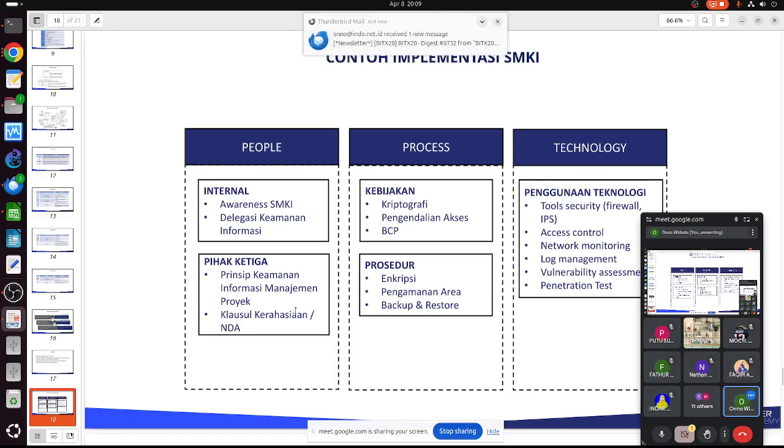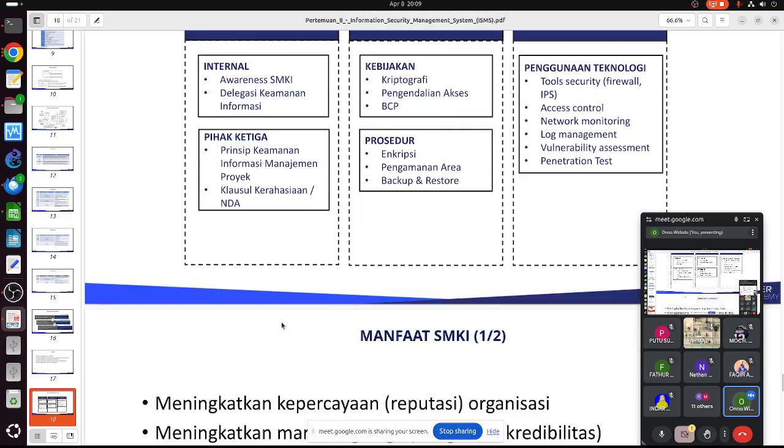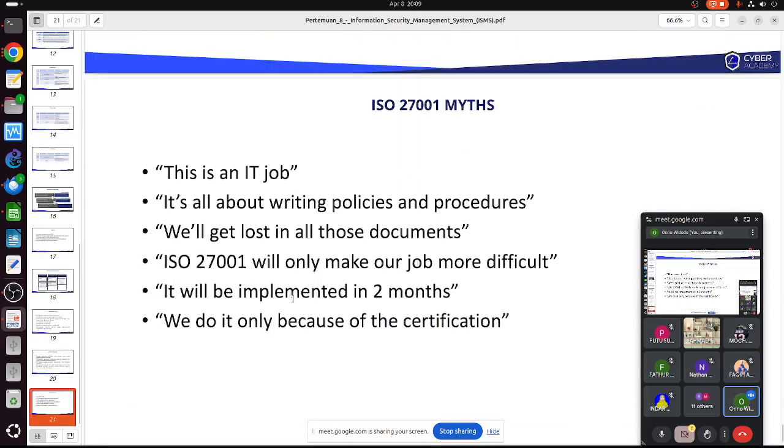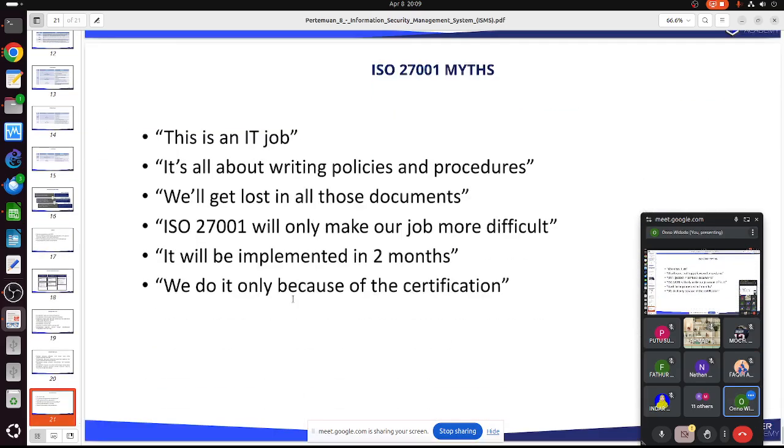Okay, I have about 5 minutes. Let me see if I have more time. Okay, basically this is the myth of ISO 27000. This is an IT job. Actually, it's not. It's about writing policy and procedure. Yes, but it's better not to only focus on these two. We'll get lost in all those documents. Yeah, that's what happened. It will be implemented in 2 months? No, in reality, it's not like that.